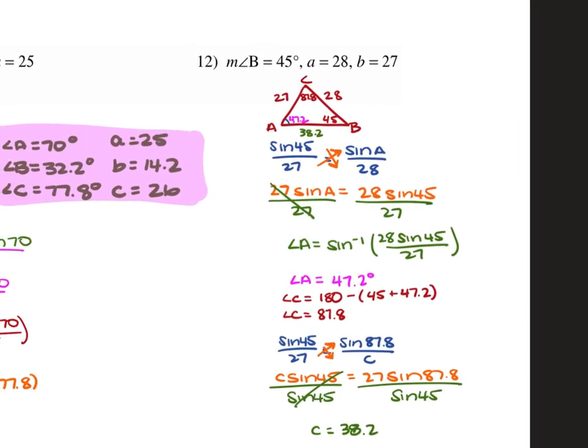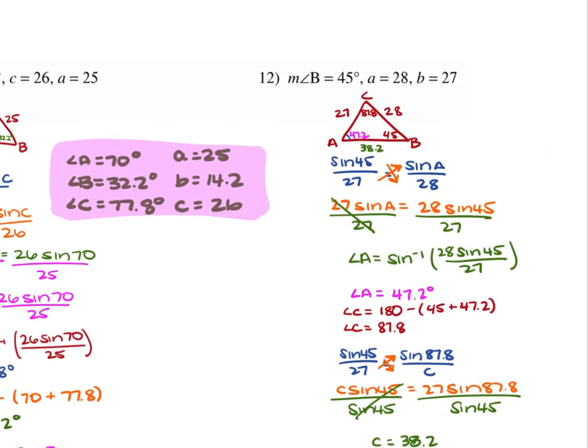So for our solution for this one, we're going to have angle A to be 47.2 degrees. Angle B is 45 degrees. Angle C is 87.8 degrees. Side length A is 28. No, sorry. Side length B is 27. And side length C is 38.2.